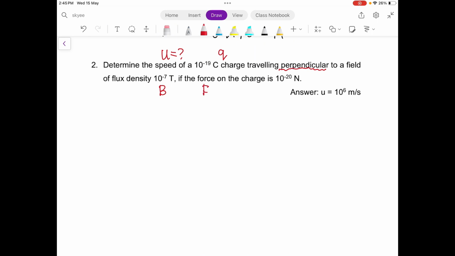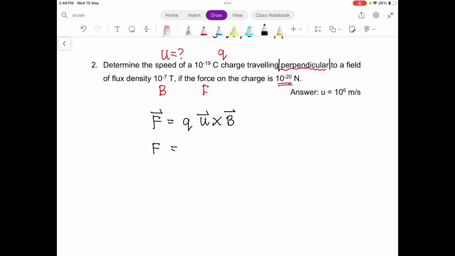If the force is this one. So this is another question. Using the same equation, but this round they give you the value of force and ask you to find the U. So you'll be using this equation: F equals Q U B. Since this one is asking about the speed, and they didn't give you the directions of the B, you cannot find the direction of the U as well. They just want you to find the value.